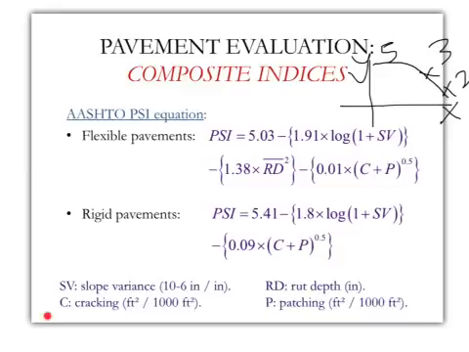So any type of cracking, including fatigue cracking and thermal cracking, all the way to patching, also has to be included in the equation. Same thing for the rigid pavement, but now the coefficients are different. As you can see, the other difference between this equation for flexible pavement and this one for rigid is that rigid pavements do not have rutting. So we don't have rutting for rigid pavements, and that's why the only things to be considered in the PSI equation for rigid pavements would be the slope variance, any type of cracks, as well as any type of patches.